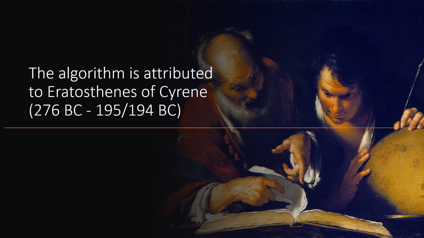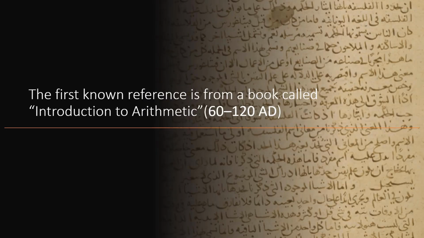Now the algorithm is attributed to Eratosthenes of Cyrene. That's why the name Sieve of Eratosthenes, and he was a philosopher and mathematician from around the same time as Euclid. The first known reference to that specific algorithm was from a book called Introduction to Arithmetic from 60 AD, and that picture you see right there is one of the books, reprinted in Arabic. So this is basically an old algorithm from more than 2,000 years ago.